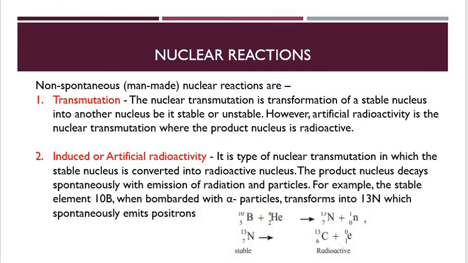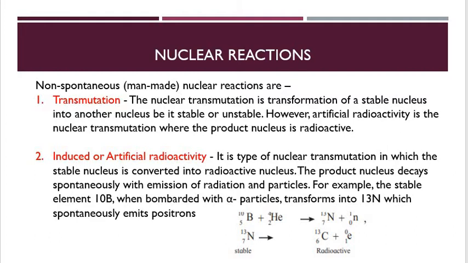Nuclear reactions. We have discussed all natural or spontaneous nuclear reactions through alpha and beta decay processes. Now we will consider non-spontaneous or artificial or man-made nuclear reactions. The first one is transmutation. Nuclear transmutation is the transmutation of stable nuclei to another nucleus, be it stable or unstable.